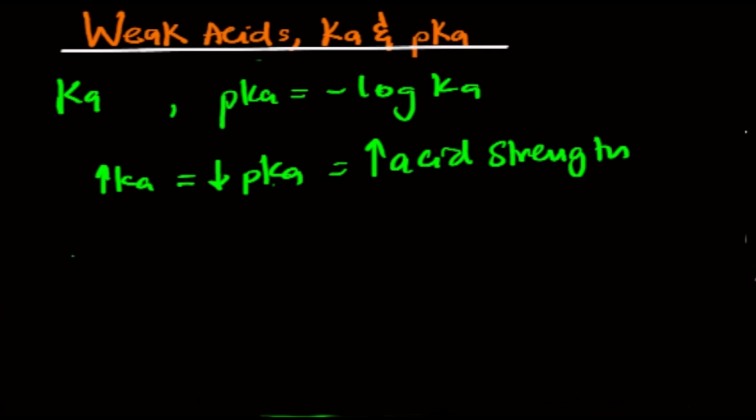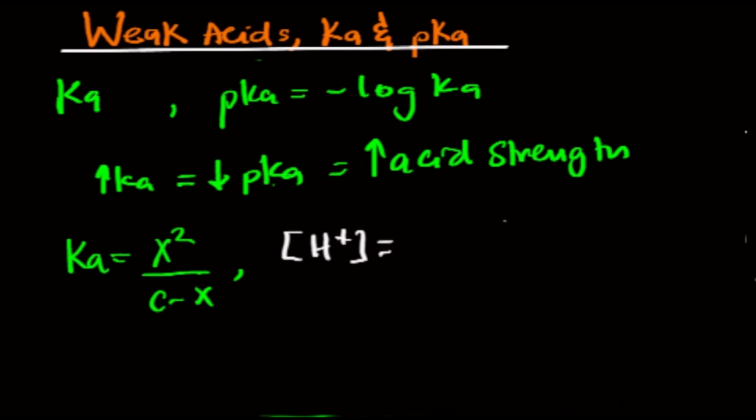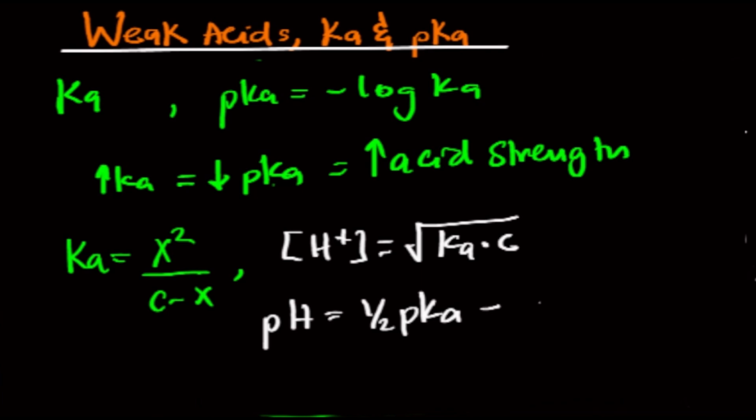Let me just help you to write it out. We have Ka equal to x squared divided by C minus x. That's the first one. Then the second one that you have to take note of is the concentration of hydrogen ion, right, which is going to be equal to the root of Ka multiplied by C. This Ka is actually the acid dissociation constant. C is the concentration that you have. Then another formula: pH equals 1 over 2 pKa, then minus 1 over 2 log of concentration. This formula is also very important. So these three formulas are very important. You have to take note of them whenever you are dealing with weak acid, Ka, and also pKa.